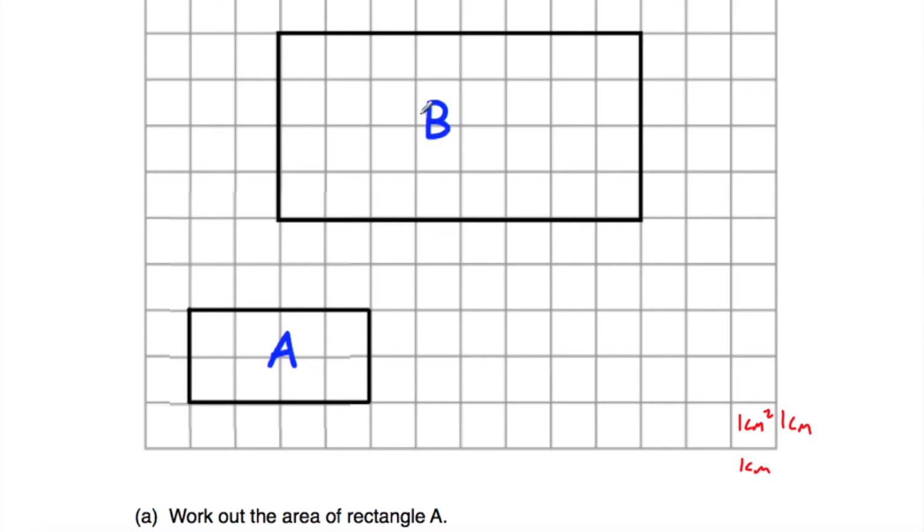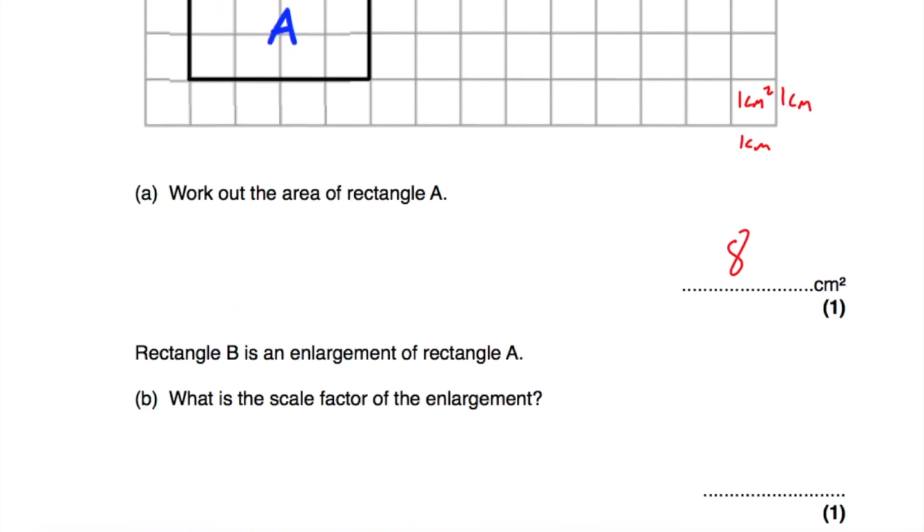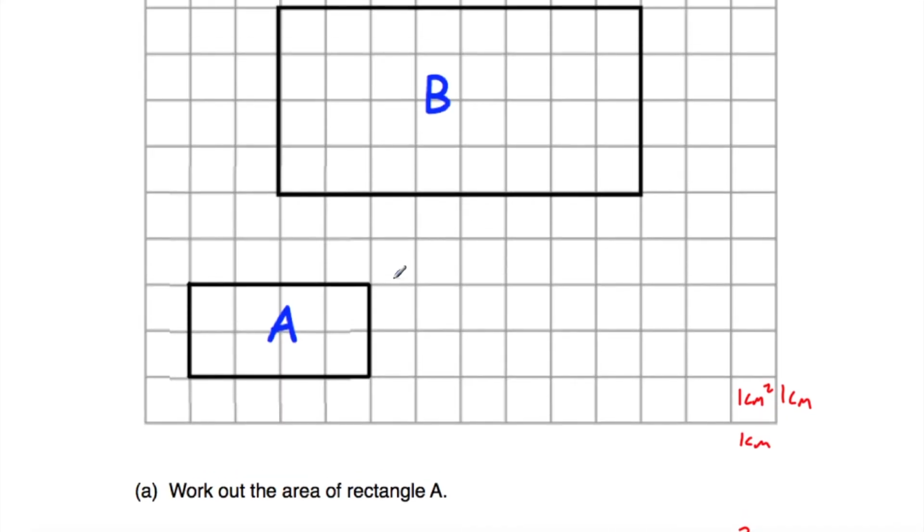So yes, rectangle B is an enlargement of rectangle A. The sides have been doubled. So instead of it being 2 and 4, it's 4 and 8. And then the question says, what is the scale factor of enlargement? The scale factor of enlargement is how many times larger the sides are. So here this was 4 centimetres and that's 8 centimetres. So that's 2 times larger, so we times by 2. And likewise, the height of this one is 2 centimetres and the height of this one is 4 centimetres. And again, that's 2 times larger, so multiply by 2.